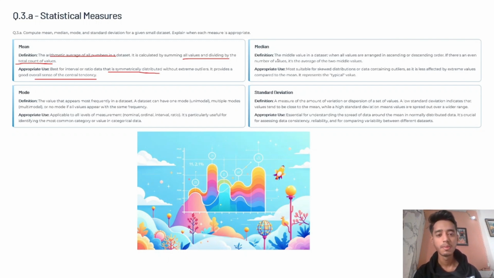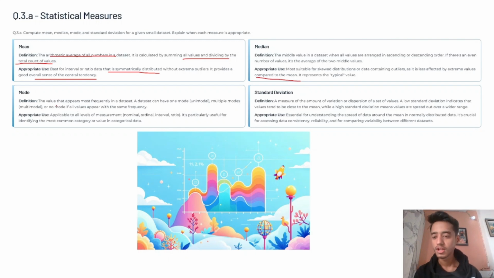Next is median, the middle value in a dataset when all values are arranged in ascending or descending order. If there is an even number of values, it is the average of the two middle values. Appropriate use: most suitable for skewed distributions or data containing outliers, as it is less affected by extreme values. Compared to the mean, it better represents a typical value.